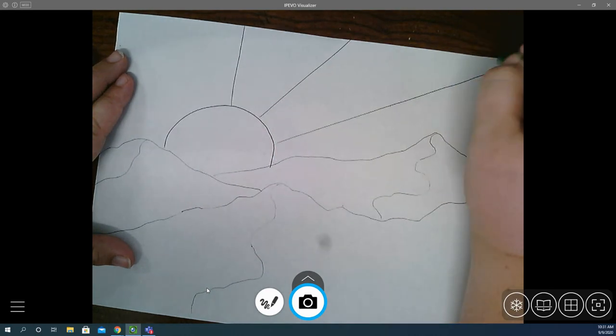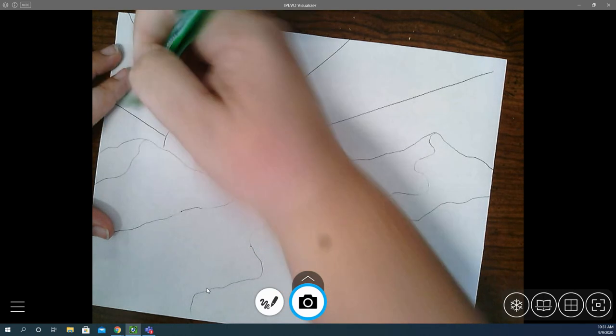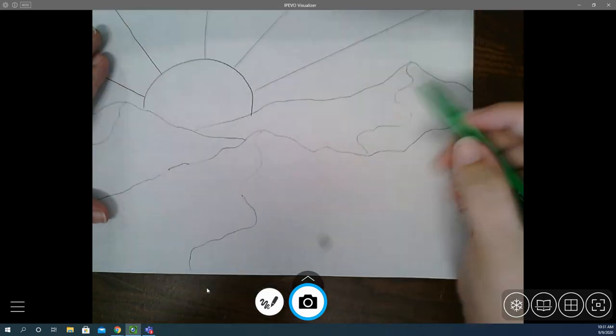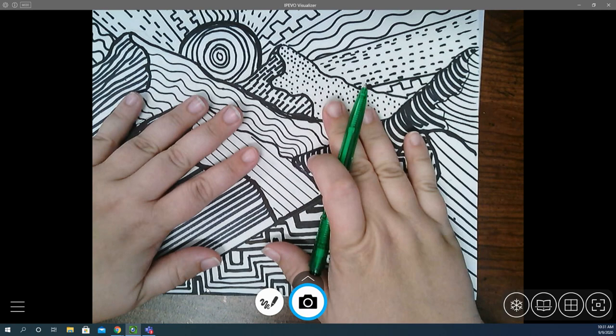You don't have to include the sun. You could do clouds. You could do trees. You could do any number of things on there. But okay, then you're going to fill it with line patterns. I tried to use a big variety of them.